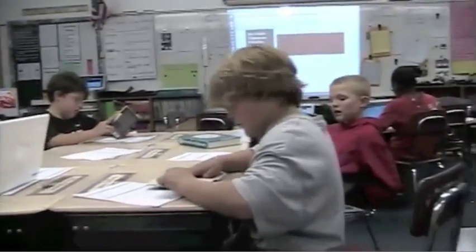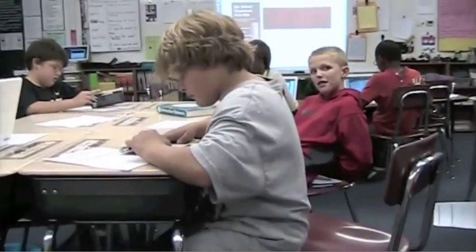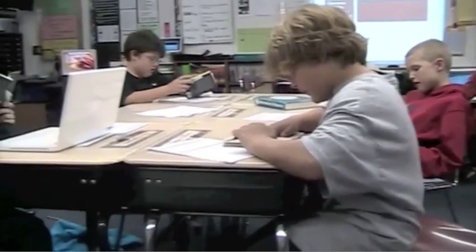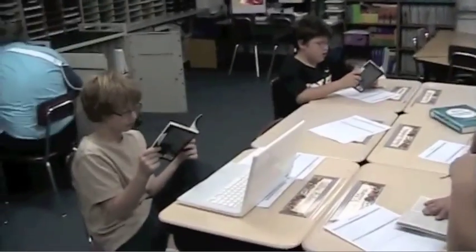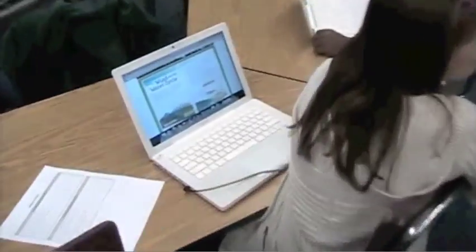Notice the computer's there for looking up anything that they are confused about. There's also a dictionary for any kinds of words that they don't understand. Students are encouraged to always try to find out answers to their questions.